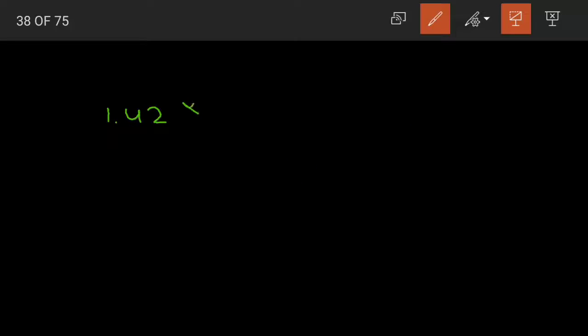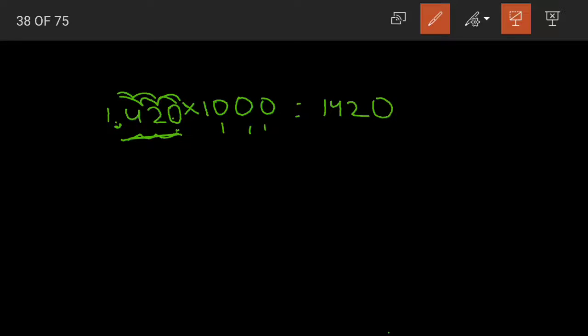Take the same number 1.42. When it is multiplied by 1000, how many digits should the point move, children? 1, 2, 3. 1000 is having 3 zeros. So the point will move 3 places to the right. 1, 2 and 3. But here there is no third digit. Yes, in the number 1.42 there is no third decimal place. So what should we do? If we place a 0 here, we are having 3 decimal digits. So here now the decimal point moves 3 decimal places to the right and we'll get 1420 as our answer.